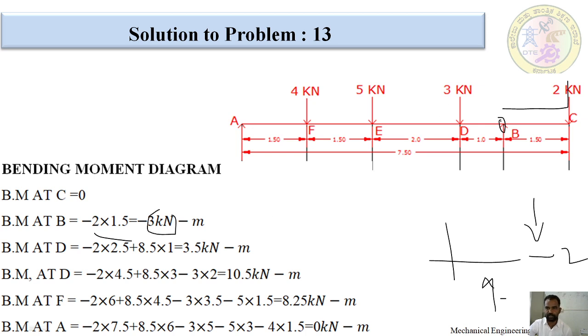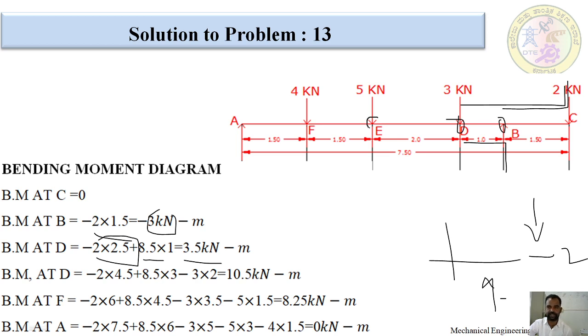Okay, next at D point I am going to calculate. This is a negative value. This one is positive value into distance. 2 into total distance, 1.5, 2.5. This is complete. Next one is we got RB value 8.5 into this distance, 8.5 into 1. The value we got is 3.5 kilonewton meter.